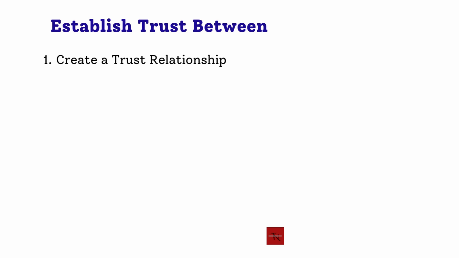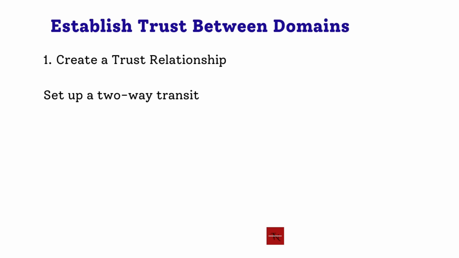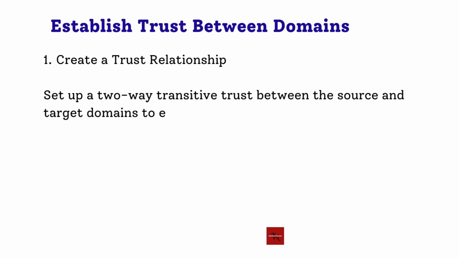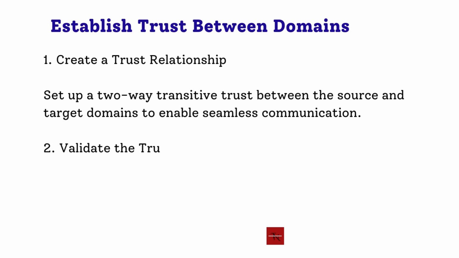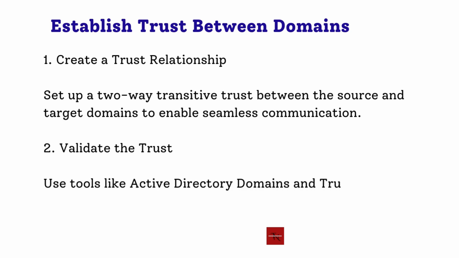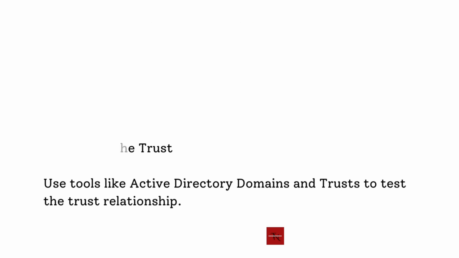Establish trust between domains. Create a trust relationship. Set up a two-way transitive trust between the source and target domains to enable seamless communication. Validate the trust. Use tools like Active Directory Domains and Trusts to test the trust relationship.